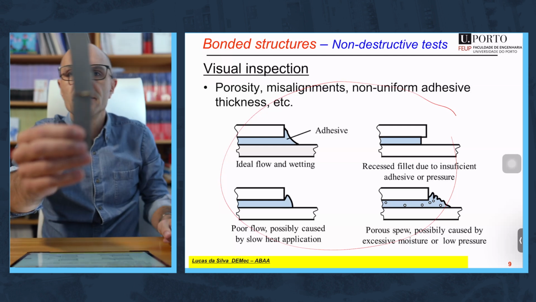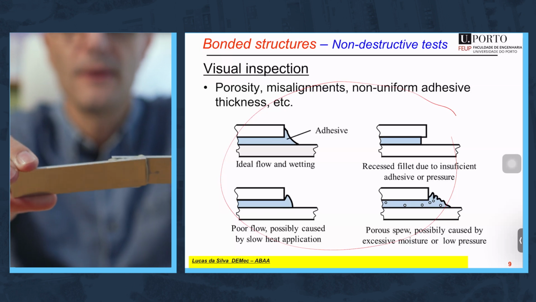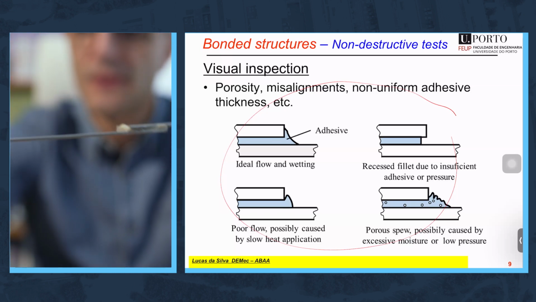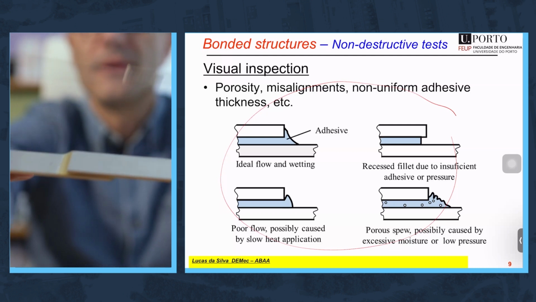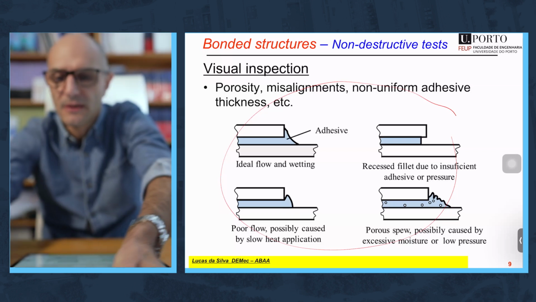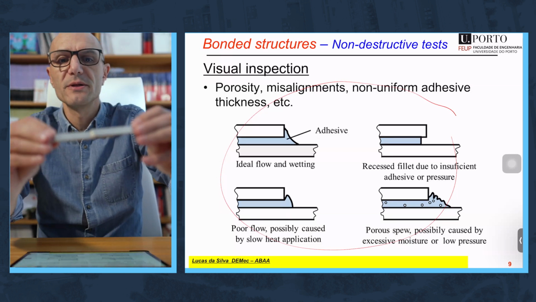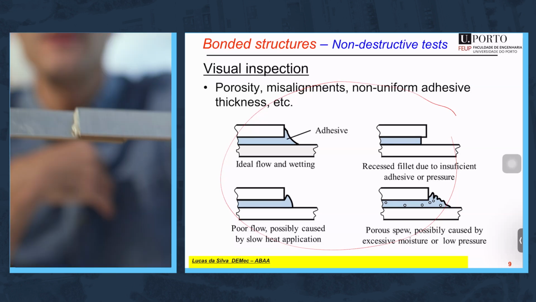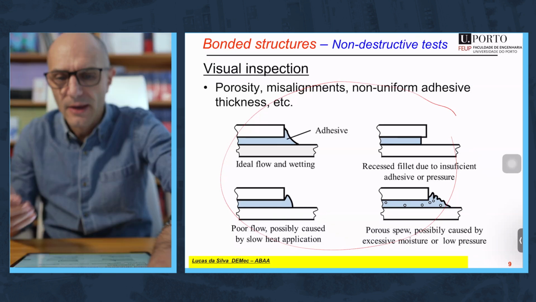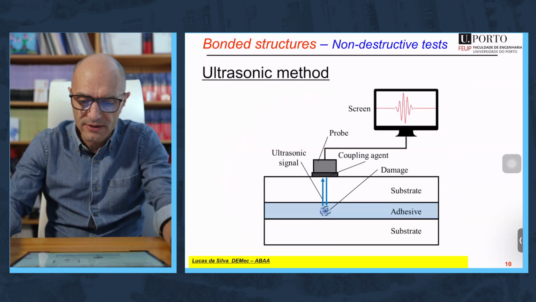Another one, the alignment here is clearly wrong, all right? And the spew fillet, the shape is not nice, it's strange, it's not nice like in the one that was formed, a perfect fillet. So again, we are in trouble. And another one with a strange fillet that may indicate inconsistency in the viscosity of the adhesive. So examples that you have here where your eyes can detect a defective joint.